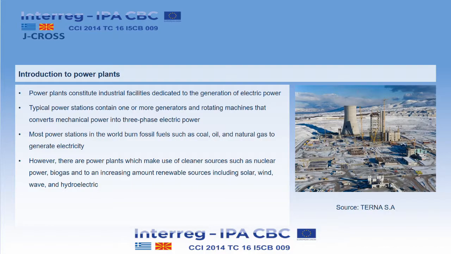However, there are power plants which make use of cleaner sources such as nuclear power, biogas, and to an increasing amount renewable sources including solar, wind, wave, and hydroelectric.